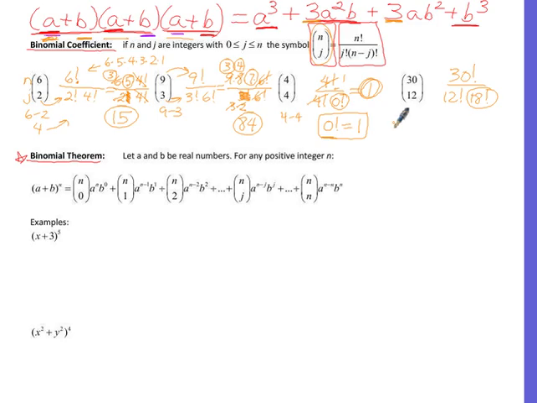So to avoid a lot of painful calculation, we've got 86,493,225.